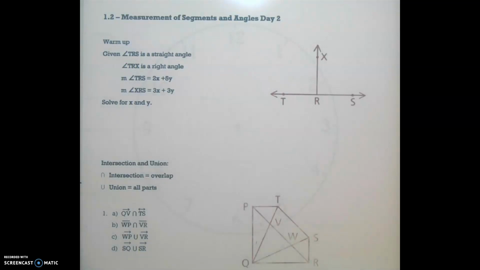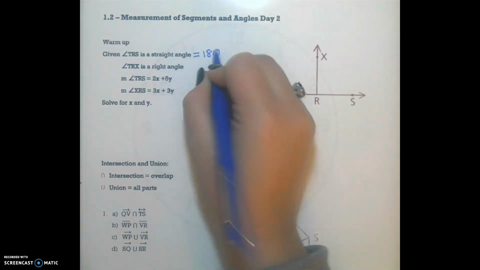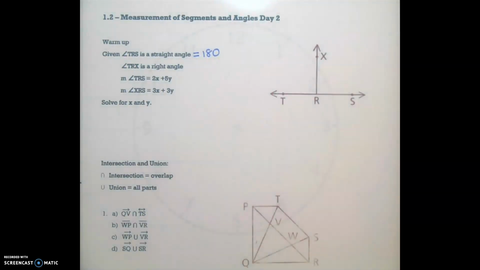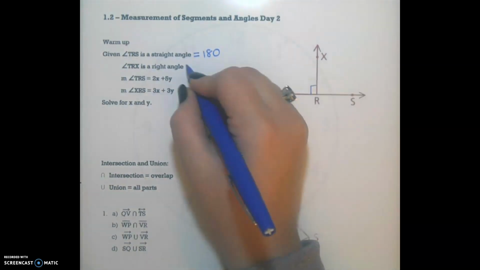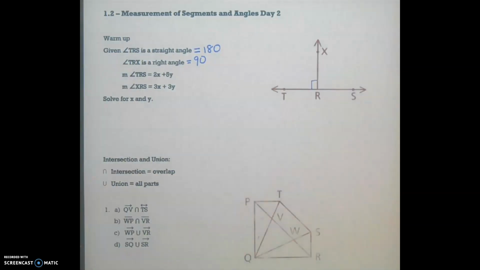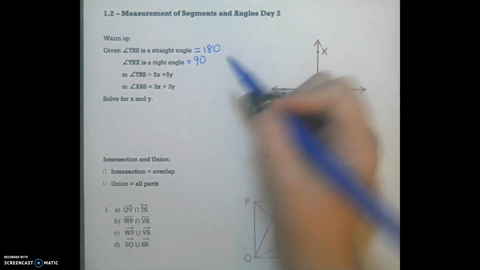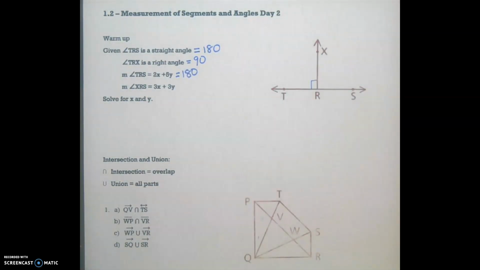So we are told that angle TRS is a straight angle, and we know that means it is equal to 180 degrees. I'm also told that TRX is a right angle, and we know that's equal to 90 degrees. Then we're told that TRS is equal to 2x plus 5y, and since it is a straight angle, that's equal to 180. And angle XRS is 3x plus 3y, but we weren't told anything about it. So let's see what we can figure out from the information we're given.